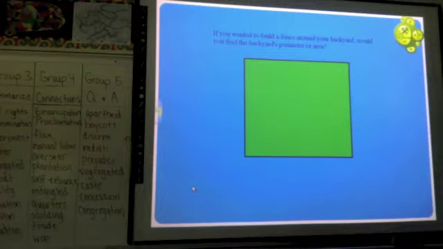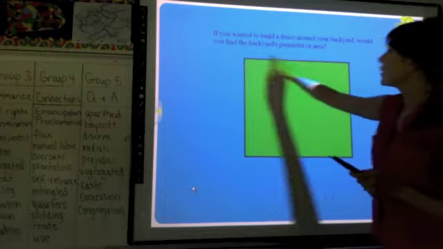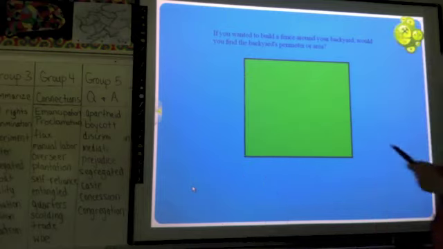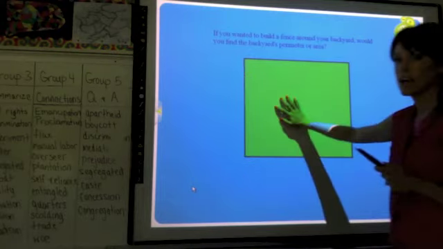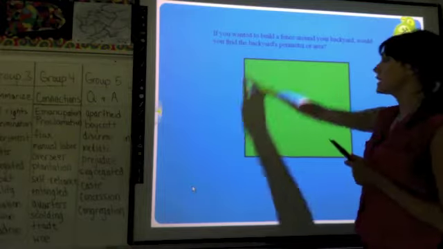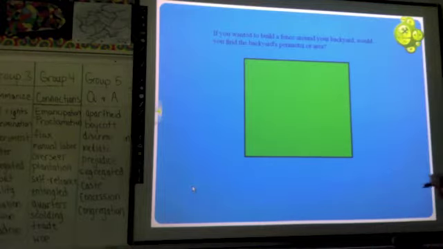So if you wanted to find the perimeter, you would count the space around the outside of the square, and if you wanted to find the area, you would find the space on the inside. So if you were building a fence, the fence would go around the outside of the backyard, so you would want to find the perimeter of the yard.